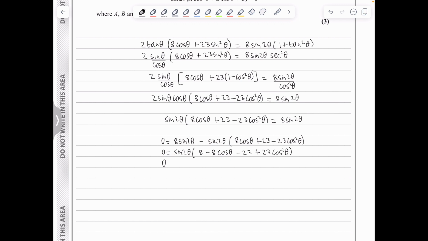Now collecting like terms within the bracket on the right hand side will give me sine 2 theta, brackets 23 cos squared theta minus 8 cos theta minus 15, and therefore we conclude that the constant a is 23, b is negative 8, and c is negative 15.